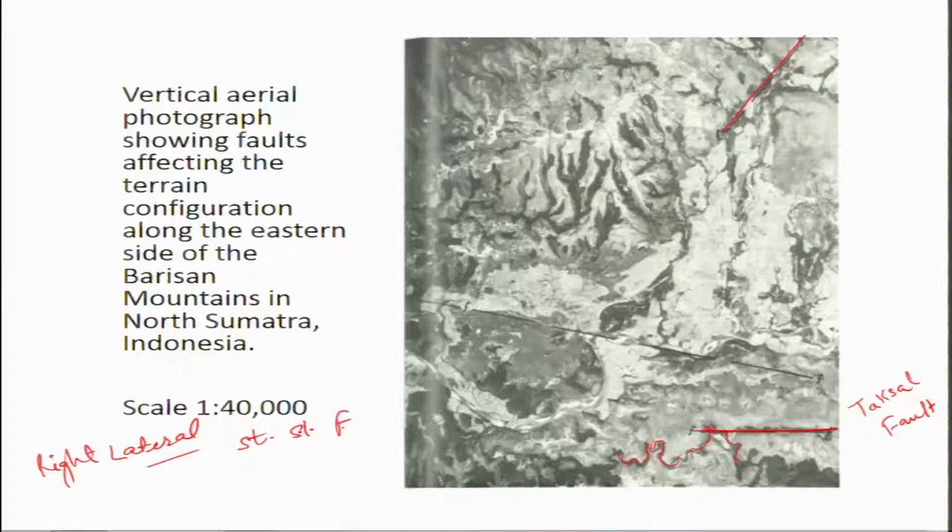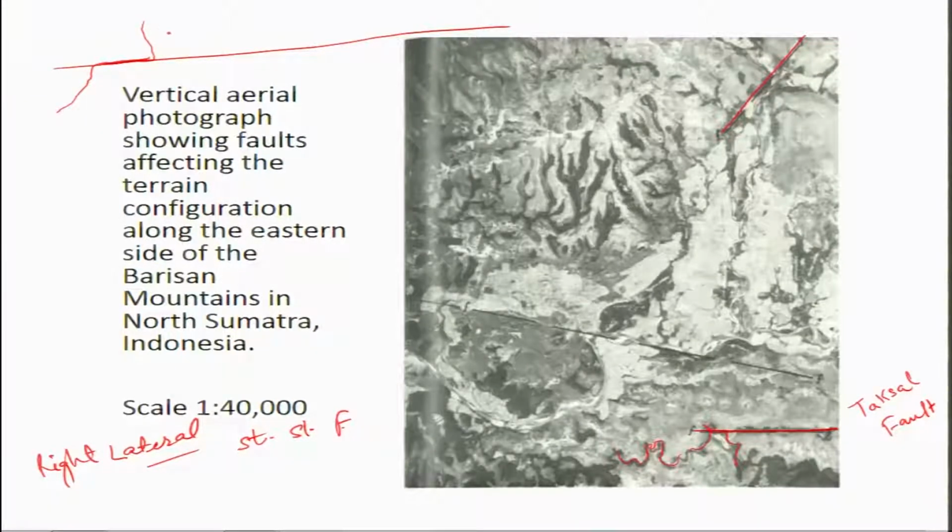And what happened there? So suppose this is the fault line. So streams are coming like this, and when they cross this fault line or the fault zone, then they diverted in terms of their flowing path.